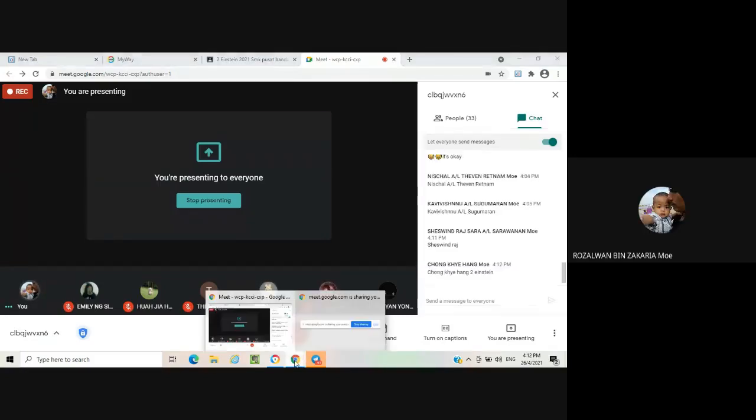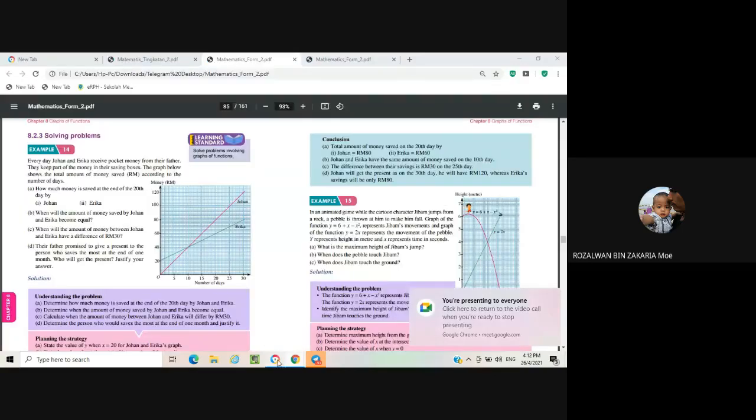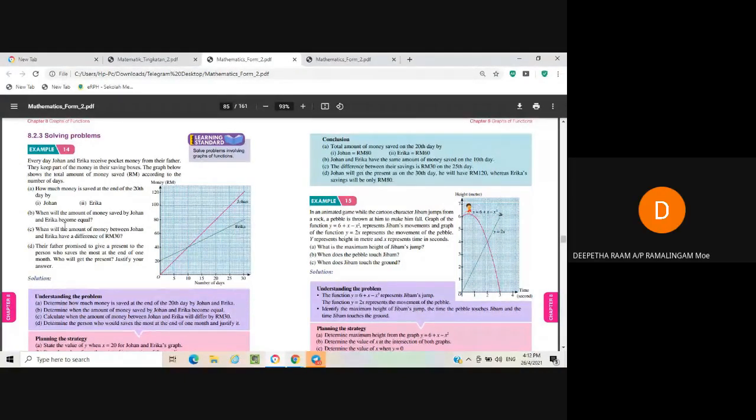So look at this one. Class, can you understand how to answer question C here? How to find the amount of money between Johan and Erica that has a difference of RM 30? Yes, teacher, you see from the graph. Yeah, we have to look one by one from the graph, find out the total money kept by Johan and Erica. If you minus, we'll get 30 ringgit. That's why the answer here is the 25th day.